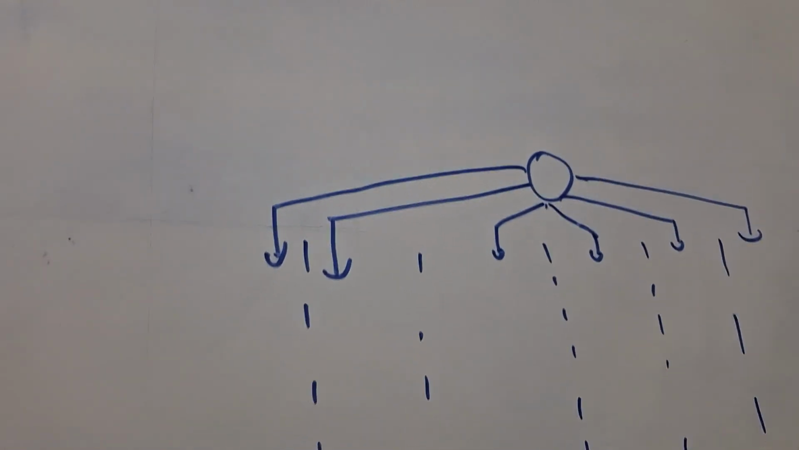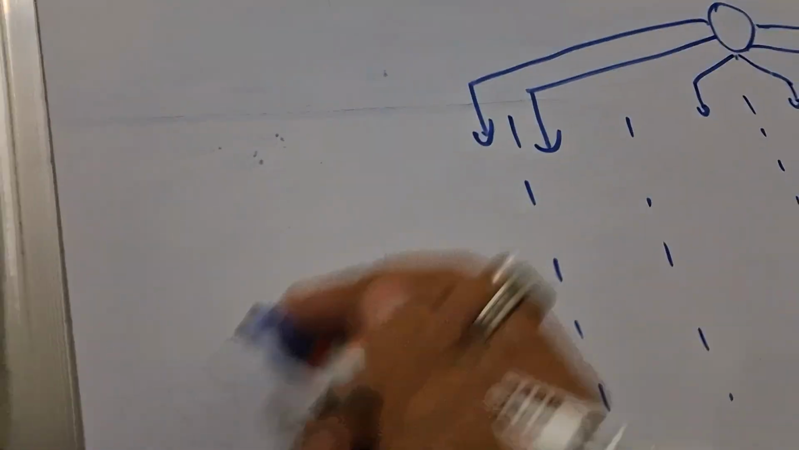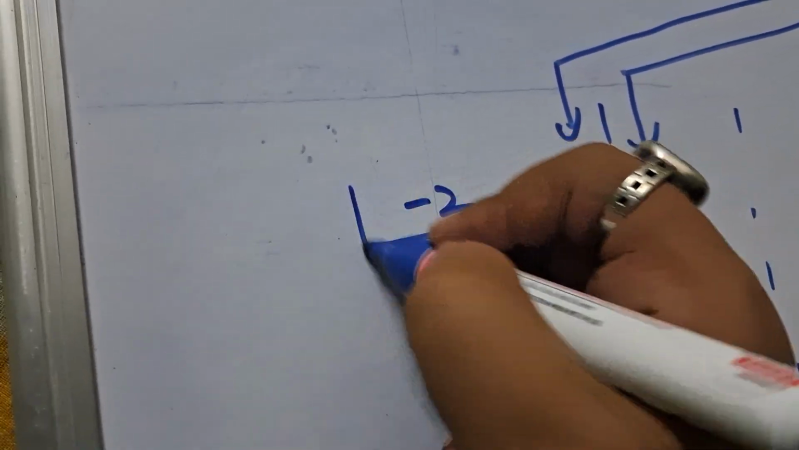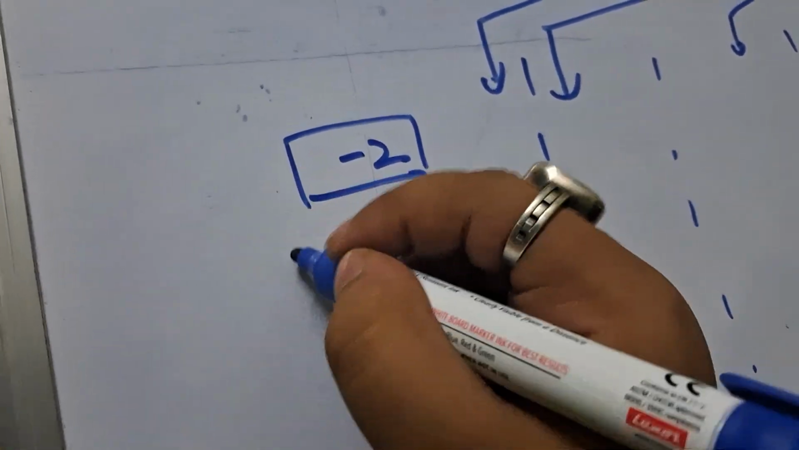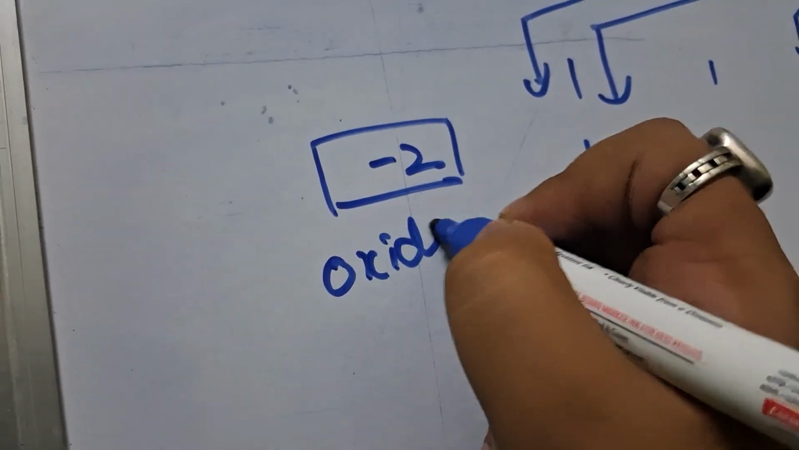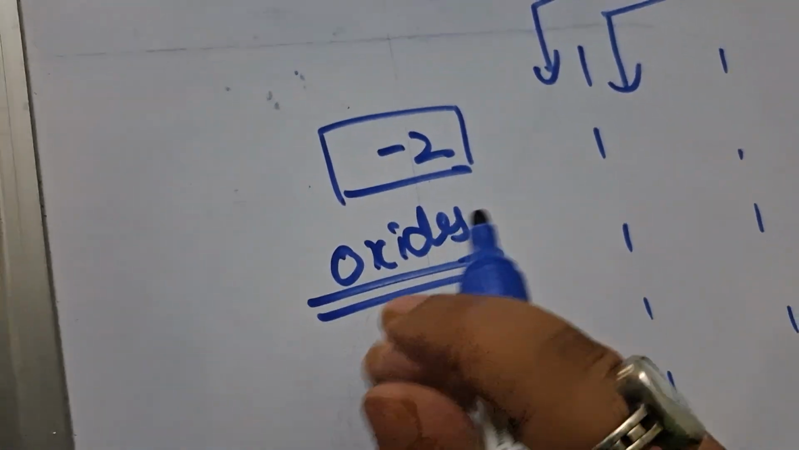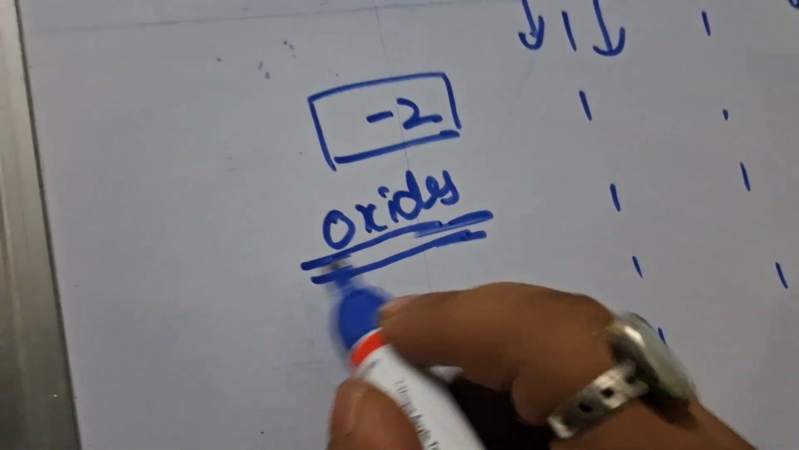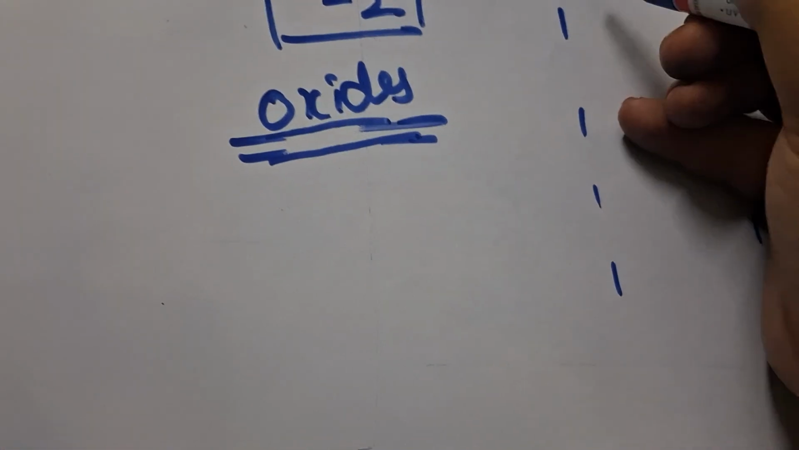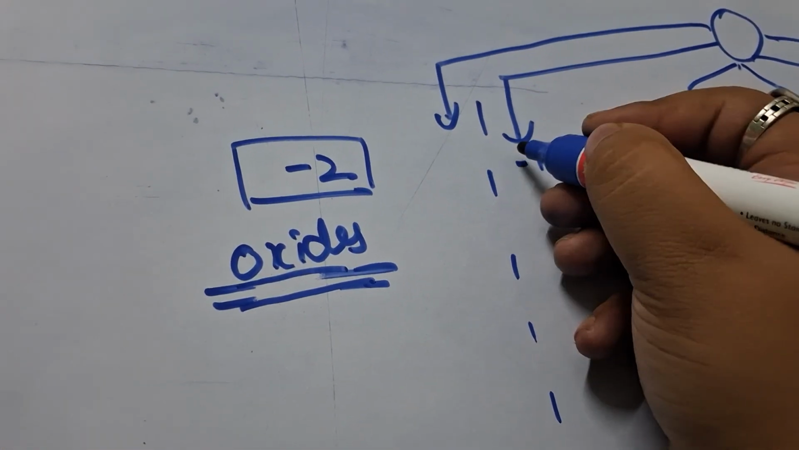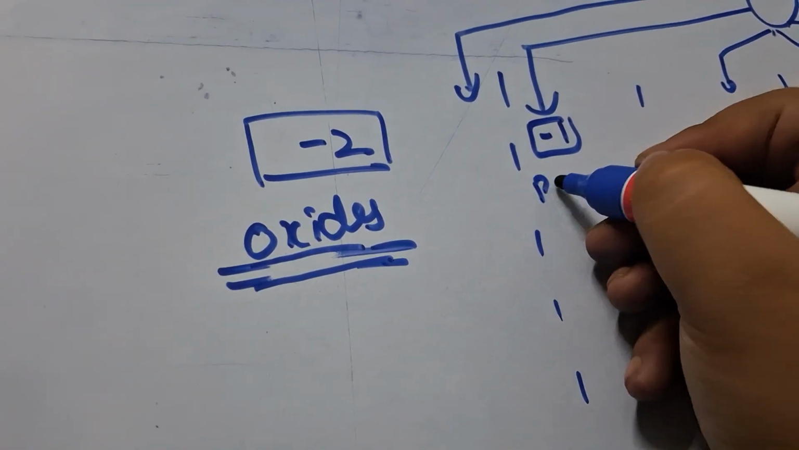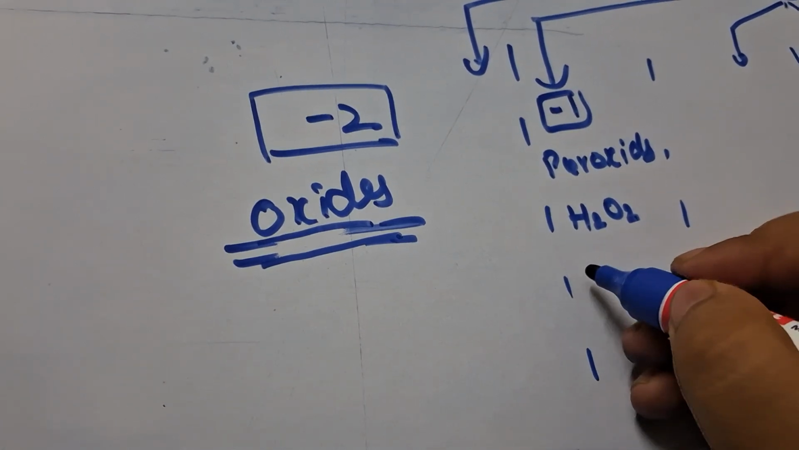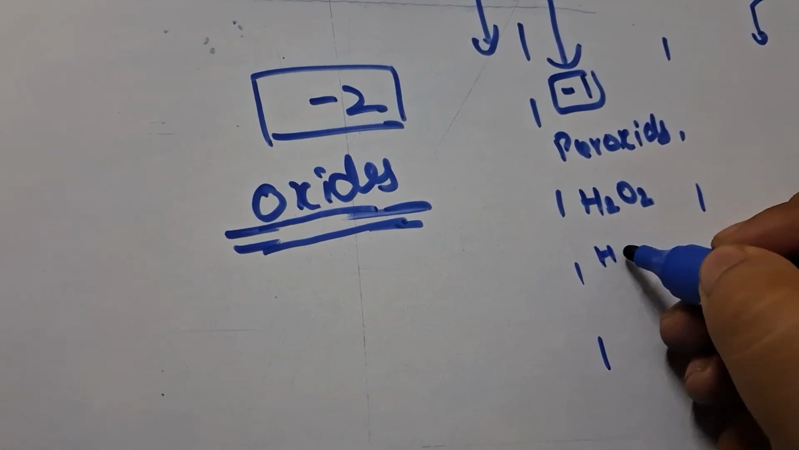Alright, let's start from the left. The first and the most common is -2. This is for oxides. That is why it's the most common, because oxygen mostly forms oxides. Next is -1. This is for peroxides. You might have heard the name H2O2, which is just hydrogen peroxide.